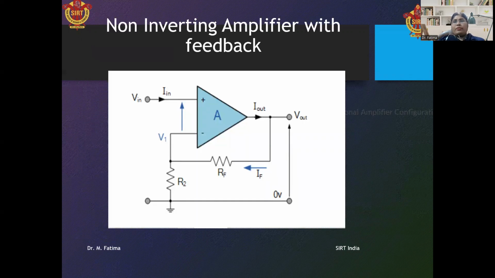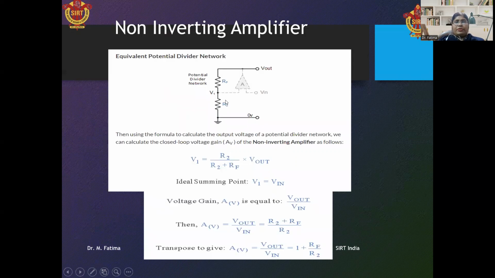Now, the non-inverting amplifier with feedback. Here you can see the feedback is connected at the negative terminal of the op-amp, and at the positive terminal of the op-amp, the input supply voltage is connected. R2 and RF comprise the feedback network. The voltage present here at the positive terminal is denoted by V1, which is equal to Vin. This is a potential divider network which is drawn here. See here, this is a potential divider network, R2 and RF.